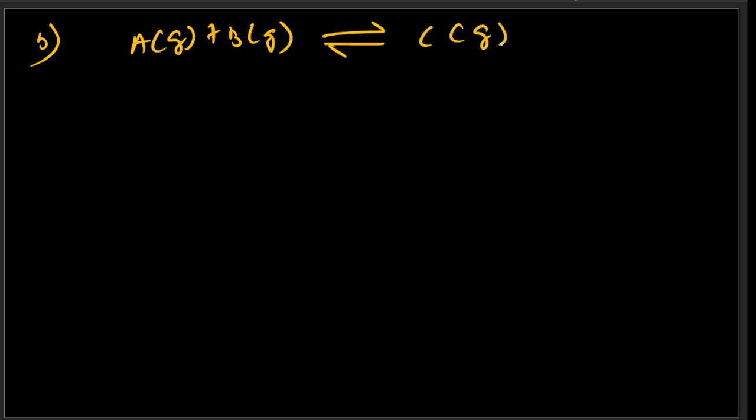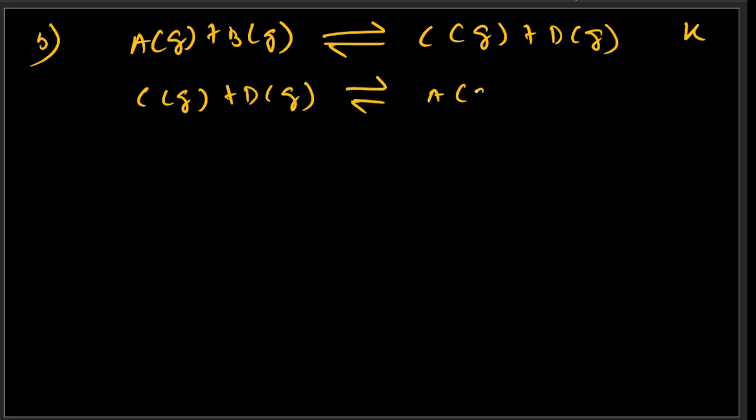Then the next mode of representation is, suppose A gas plus B gas gives C gas plus D gas. Suppose this is K. And if I reverse that, C gas plus D gas gives A gas plus B gas. If I reverse the chemical equation, then our equilibrium constant gets inverted, that is 1 by K, the reciprocal.